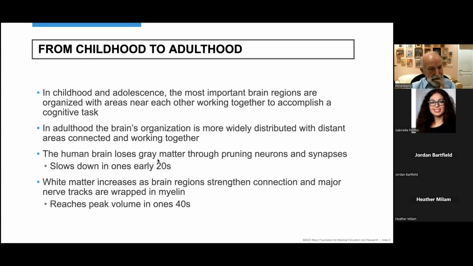In childhood and adolescence, the most important brain regions are organized with areas near each other working together to accomplish a cognitive task. When we reach adulthood, the brain's organization is more widely distributed, with distant areas connected by long axons and working together. The human brain loses gray matter through pruning of neurons and synapses, which slows down in one's early 20s. White matter increases in brain regions' strength and connection, and major nerve tracts are wrapped in myelin, and the peak volume is reached in one's 40s.